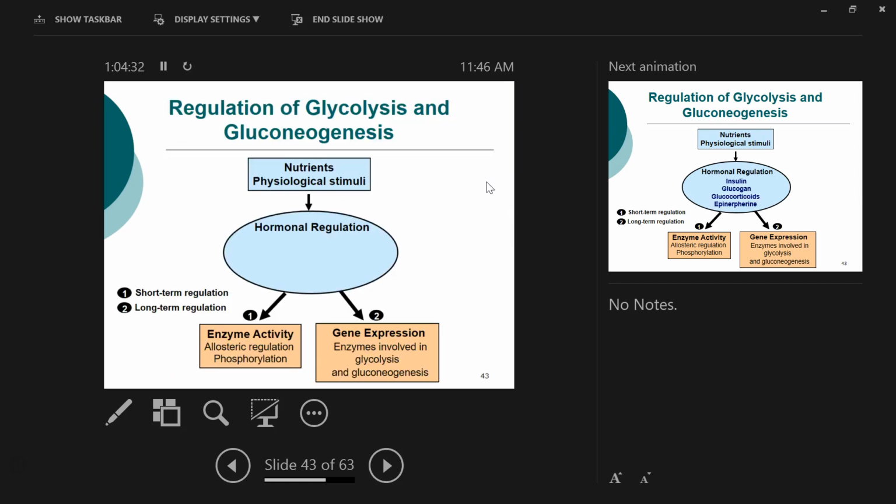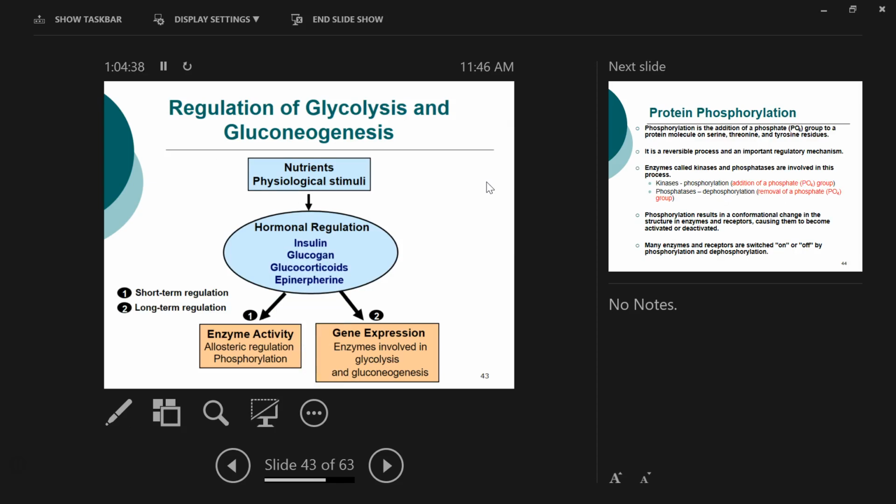Now let's get to the detail. Again, I mentioned the nutrients and physiological conditions that change the hormone levels in the body, right? In the fed condition, we have increased insulin levels, and during fasting, we have decreased insulin levels but increased glucagon levels, right? So the glucagon-insulin ratio changes depending on the fed or fasting condition.